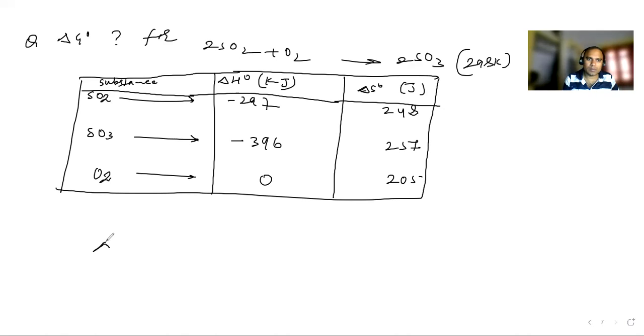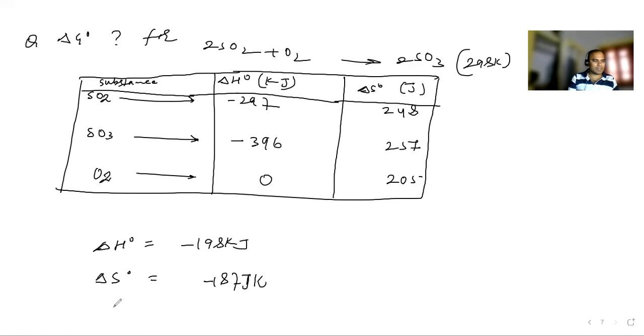I messed up my calculations. Delta H naught, you can check, is minus 198 kilojoule. I got delta H to be negative 198 and negative 187 joule per Kelvin. Then where did I put the temperature wrong? You see, it is joule per Kelvin and it is kilojoule. Oh, I have to convert joule to kilojoule.